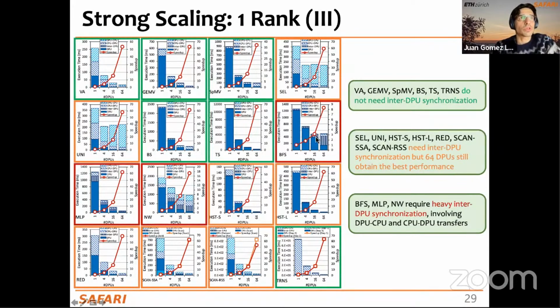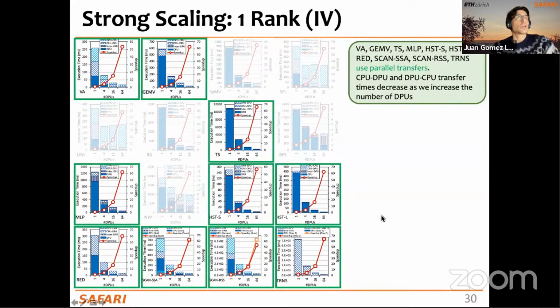If we observe, for example, BFS, we compared the execution time of 16 DPUs, including the inter-DPU synchronization, to 64 DPUs. We see that it's essentially the same. Perhaps 64 is still a little bit lower, but for sure far from what we could expect from using 4 times more DPUs. And something similar happens with NW and MLP as well.